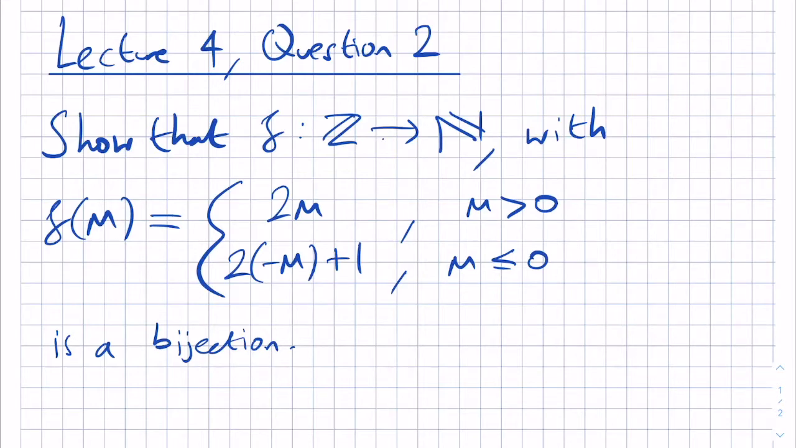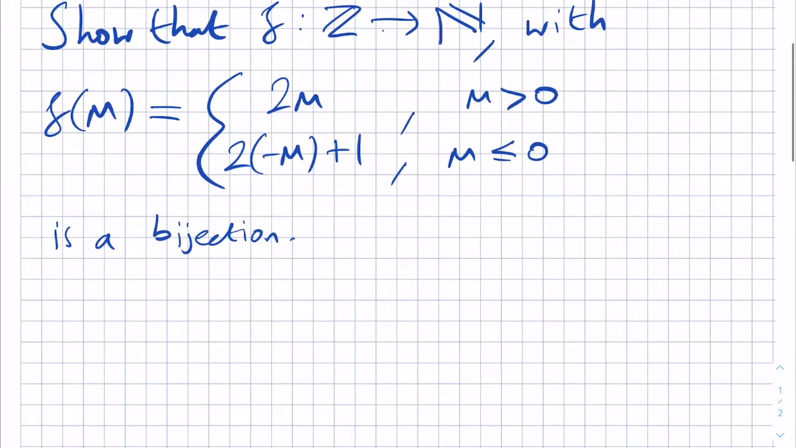The question says, show that f from the integers Z to the natural numbers N, with f of m being defined as 2m for m greater than 0 and two lots of minus m plus 1 for m less than or equal to 0, is a bijection. So recall that if we want to show that this function is a bijection, then we need to show that it is injective and surjective.